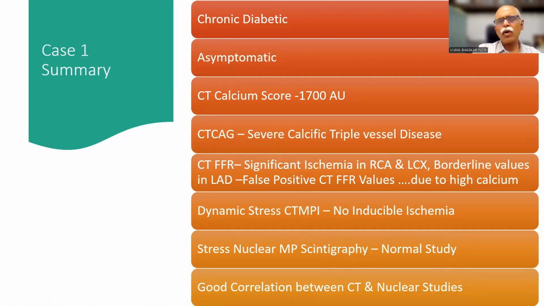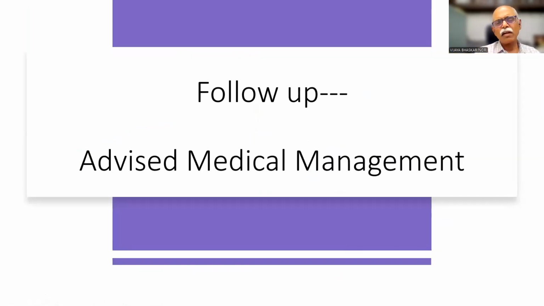So summing up case 1: chronic diabetic, asymptomatic, CT calcium score 1700 Agatston units, CAG severe calcific triple vessel disease. FFR was positive, with borderline values in RCA and LCX, but those are false positives because of calcium 1700 Agatston units. Dynamic stress MPI, no inducible ischemia. Stress nuclear scintigraphy, normal study, no inducible ischemia. There's a good correlation between CT scan and nuclear studies. Follow-up is advanced medical management.